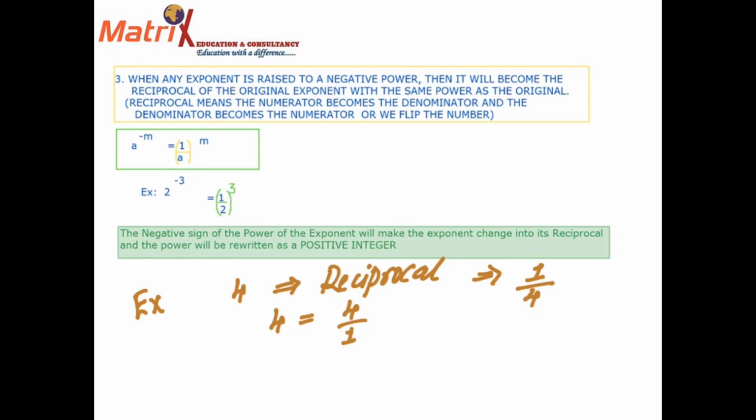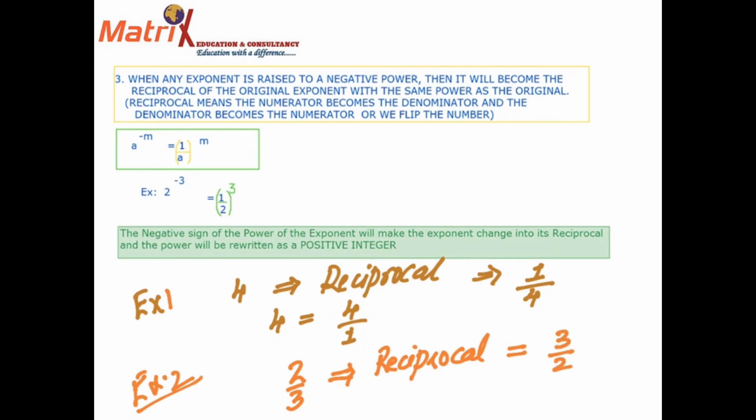Suppose you have a given number, let's say, I take another example. You have 2 over 3. If I have to find the reciprocal, it is equal to 3 over 2.